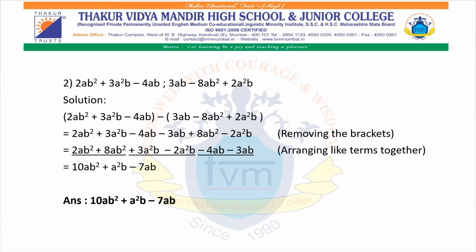Then we will arrange the like terms together, and after arranging them, the answer we are getting is 10ab square plus a square b minus 7ab. So the answer is 10ab square plus a square b minus 7ab.